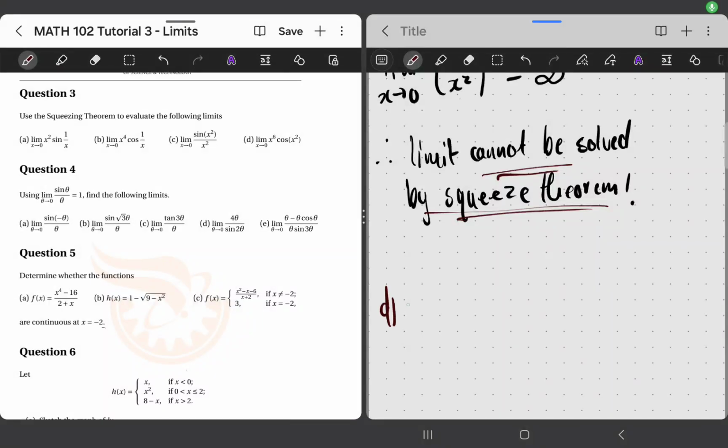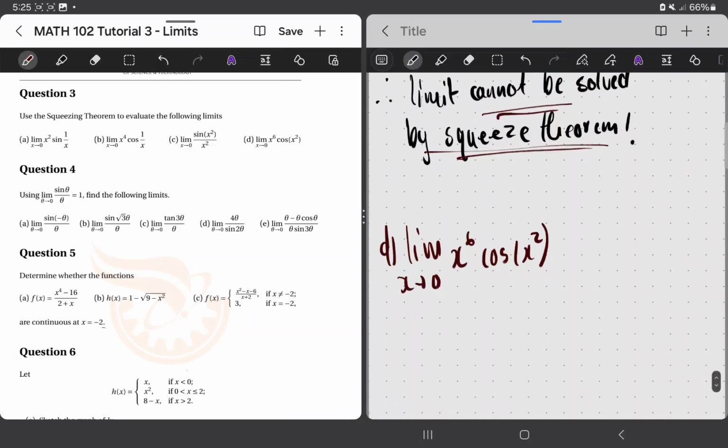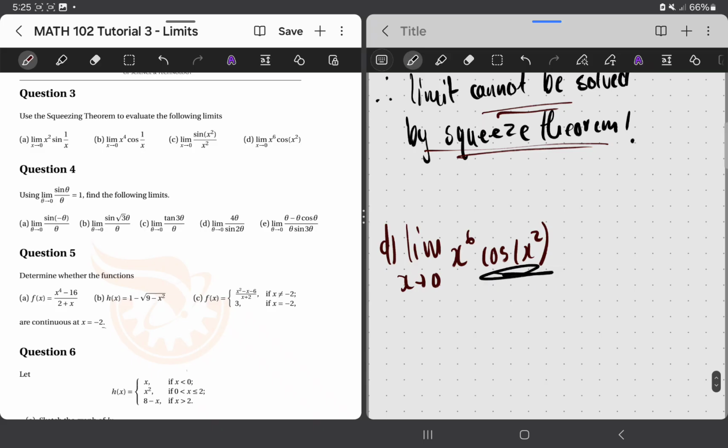To D, which says the limit as x goes to 0 of x to the 6 cos of x squared. Now remember, we are not going to solve this directly, but indirectly. What we must look at is, who is it here? Oh, this is a cos.